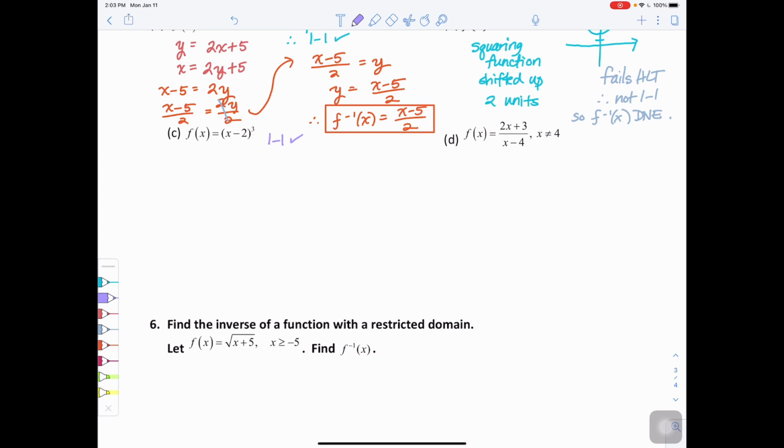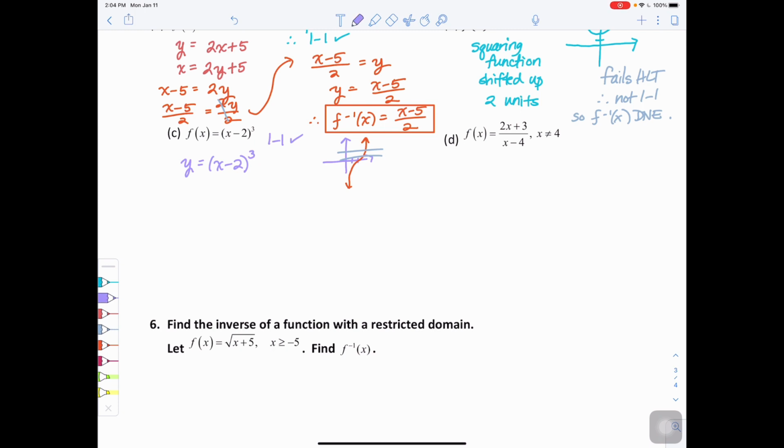So step number 1 is replace f of x with y, or the step after verifying that it's 1 to 1. And actually, why don't I go ahead and show you what this looks like. This is the cubic function shifted to the right 2 units. So it looks something like this. And as you can see, this passes the horizontal line test. So this is 1 to 1.